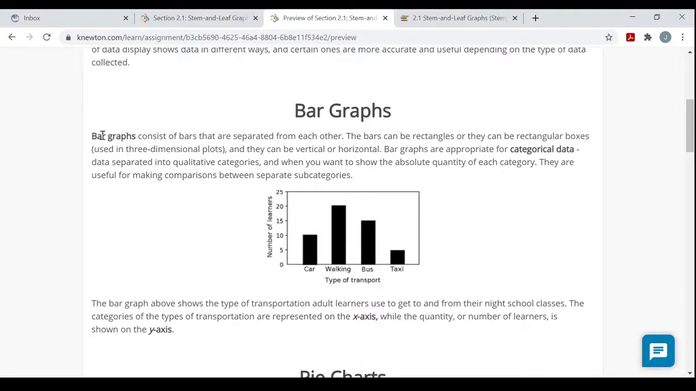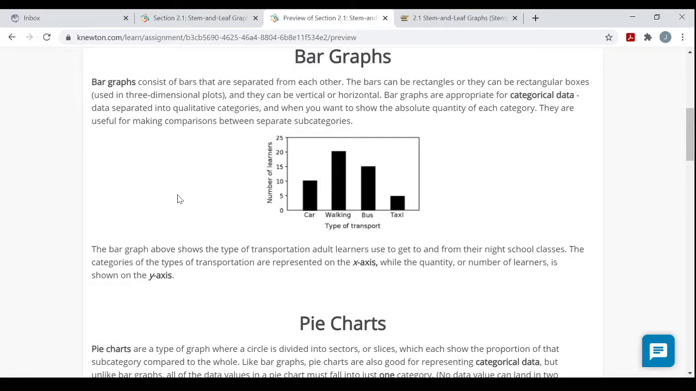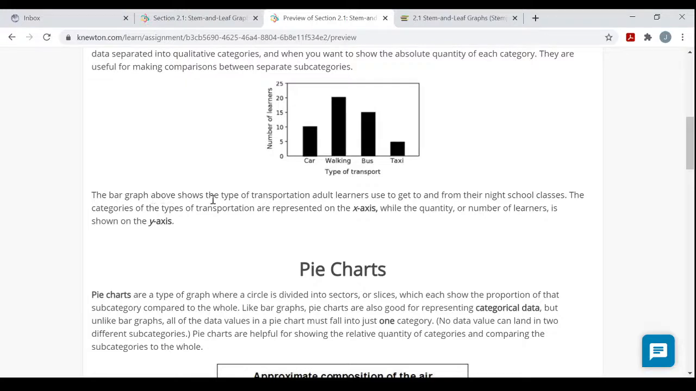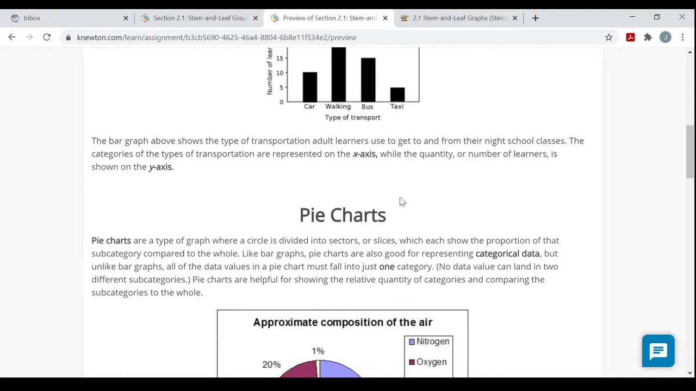You've seen bar graphs, right? Bar graphs consist of bars that are separated from each other or connected. You've seen connected ones. The bars can be rectangles or rectangular boxes, used in 3-dimensional plots. And they can be vertical or horizontal. Bar graphs are appropriate for categorical data, qualities, data separated into qualitative categories, and when you want to show the absolute quantity of each category. They are useful for making comparisons between separate subcategories. You can see that there.